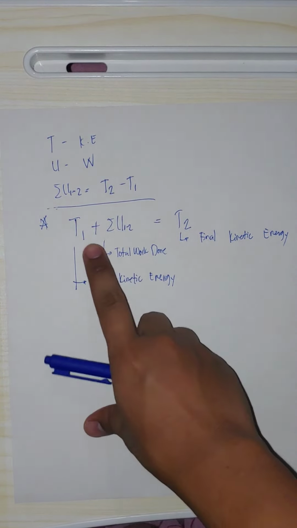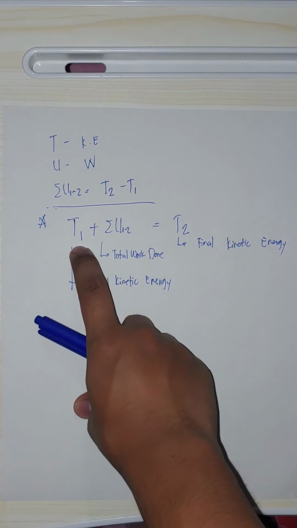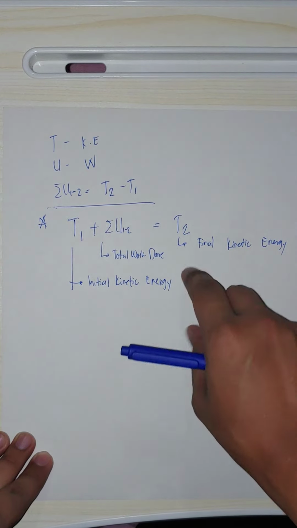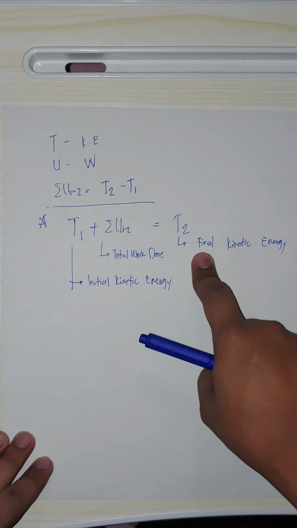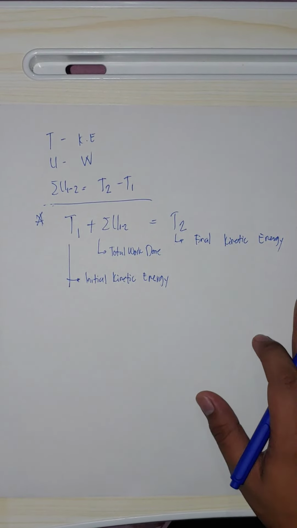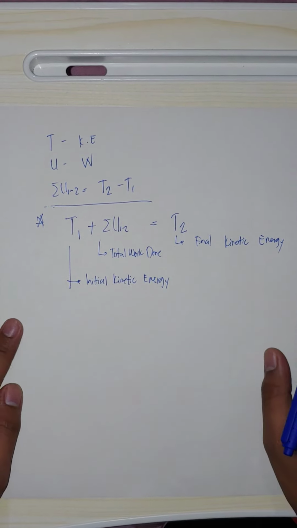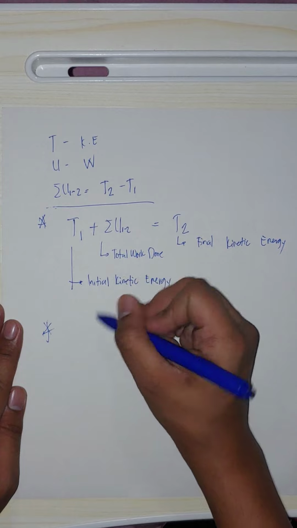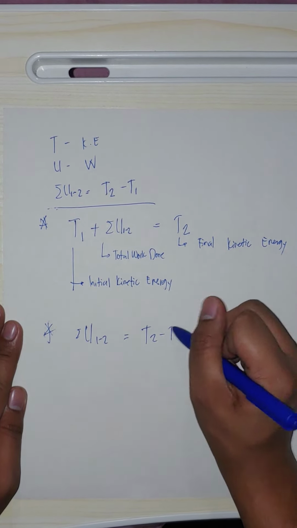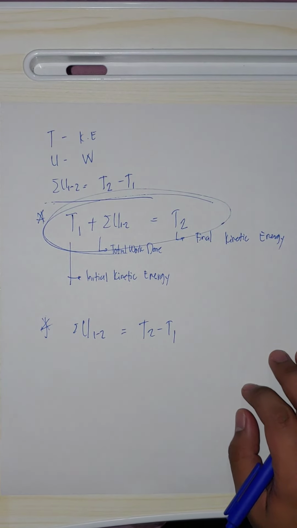So it is important to always remember this equation, okay? The initial kinetic energy plus total work done on a particle is just equal to its final kinetic energy. We will use this for further problems. So this is the relationship of the work and energy. Aside from that, you can write it as the total work done is equal to T2 minus T1. But importantly, you remember this formula. Okay?